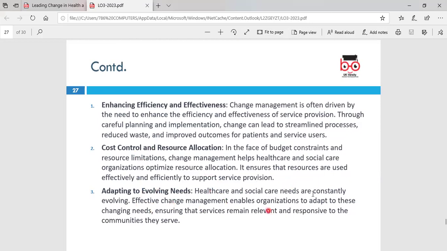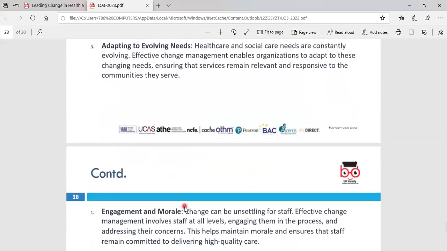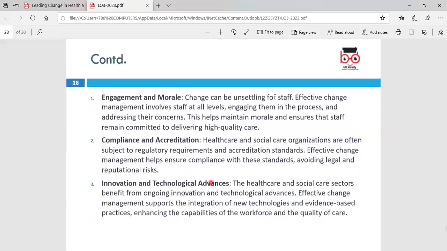Adapting to evolving needs. Healthcare has to be agile, as I said. So if there are different needs, if there are rising needs, you should be adapting to that change. Engagement and morale, it's very unsettling sometimes for staff. So they need active involvement. Their views should be heard. Their morale could be maintained, ensuring that the staff remains committed to delivering high quality care.